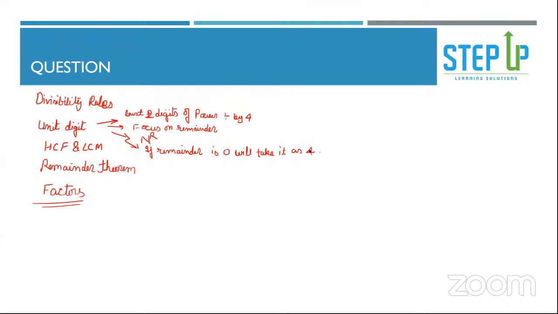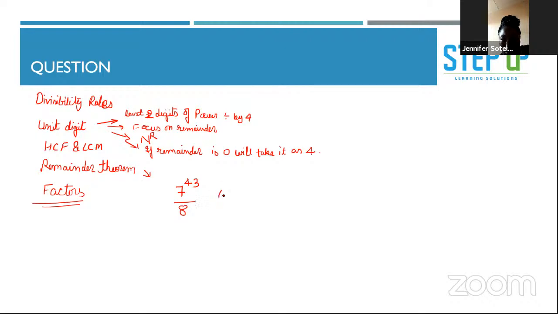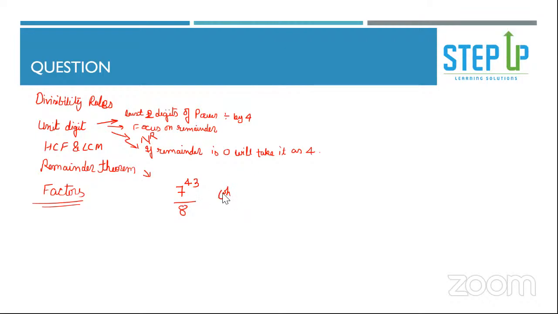Okay, so coming to the remainder theorem. Let's say they have given us 7 to the power 43 by 8, and they are asking what is the remainder here. First of all, let me take 9 to the power 43 by 8 instead. What will be the remainder? Anyone?